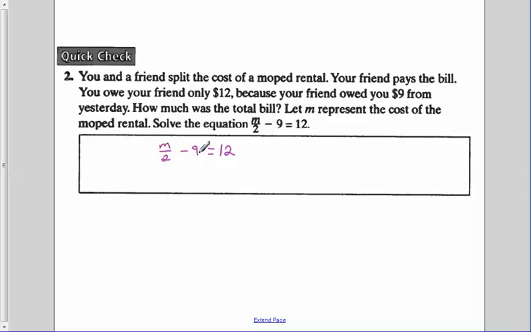Well, I see subtraction, so I will add. And whatever I do to one side, I do to the other. That cancels out my negative 9 here. So I'm left with, and I'm going to go below the box, m divided by 2 equals 12 plus 9 is 20. I'm sorry, 21.